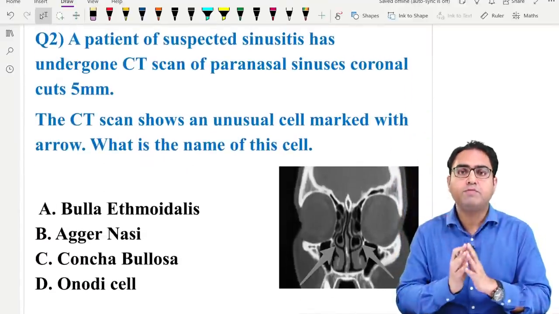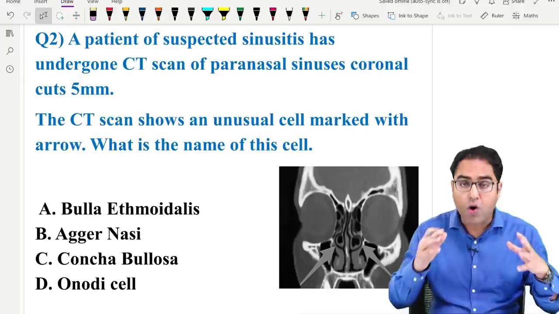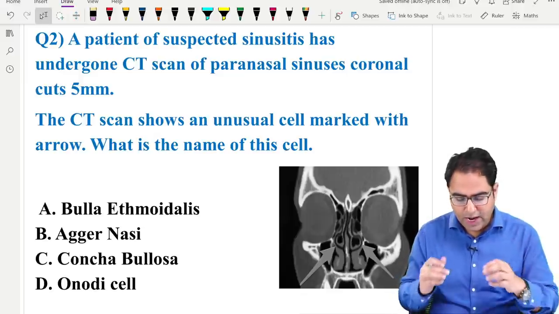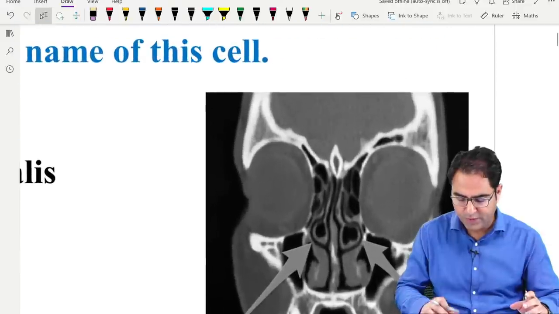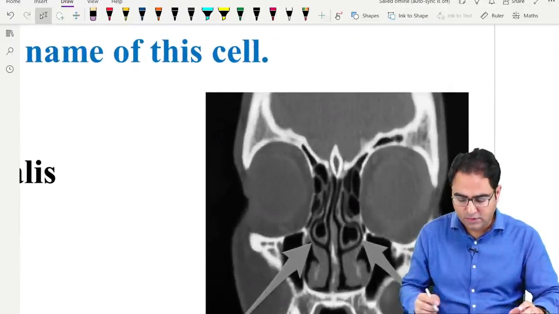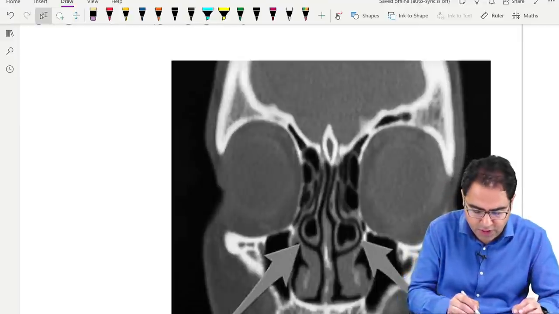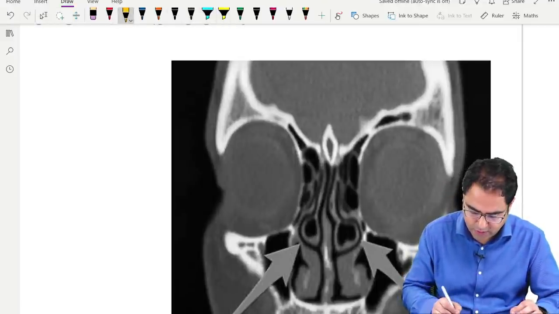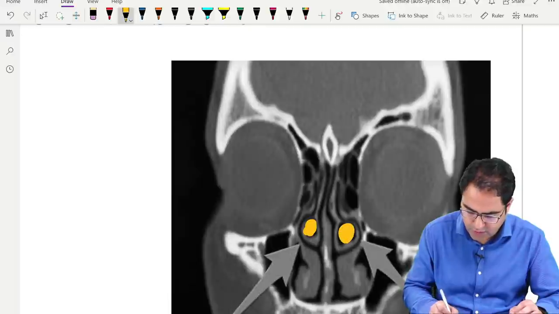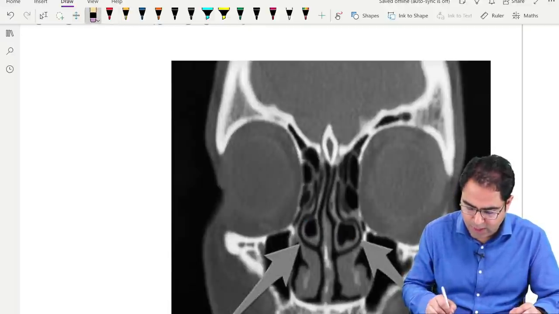A patient with suspected sinusitis has undergone a CT scan of the sinuses, which has coronal cuts and 5 millimeter cuts, and the CT scan has shown one unusual cell which is marked with the arrow. Now please look at this cell, which is within the middle turbinate. Please see which cell he is talking about. This particular cell, let me label it for you with the yellow color.